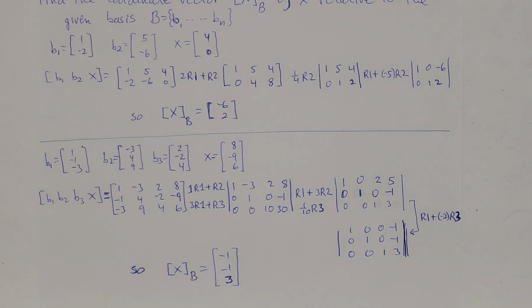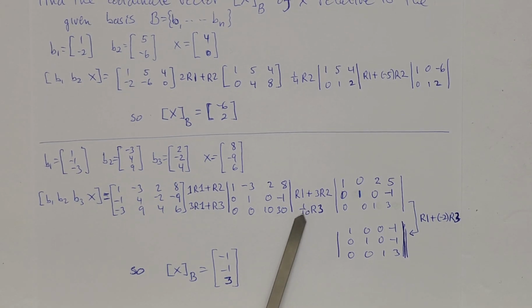Okay. Next, if you notice, this is already a 1, so we're okay. This is a 1, so we're also okay. Now we need this pivot position to be a 1. So multiply by the reciprocal of 10, which is 1 over 10. 1/10 times 10 gives me 1. 1/10 times 30 gives me this 3.